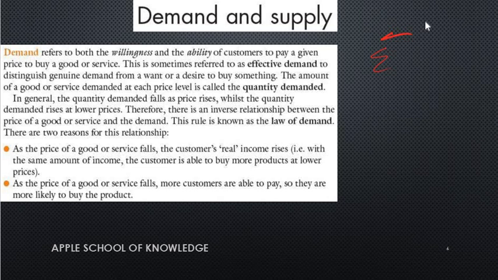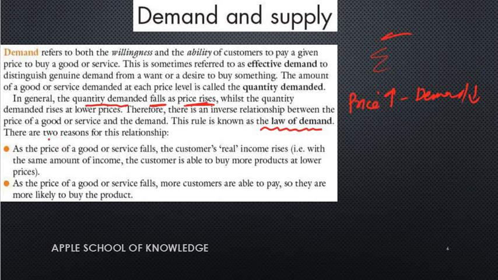Okay, so what we have discussed, now in the general rule, we can say that the quantity demanded falls as the price rises, means when the price goes up, the demand will go down. This is an inverse relationship, and this rule is known as the law of demand, okay? You know, at low prices, demand is high because many buyers want to get in on the bargain. And at high prices, demand is low because buyers would rather save their money or spend it on something else.